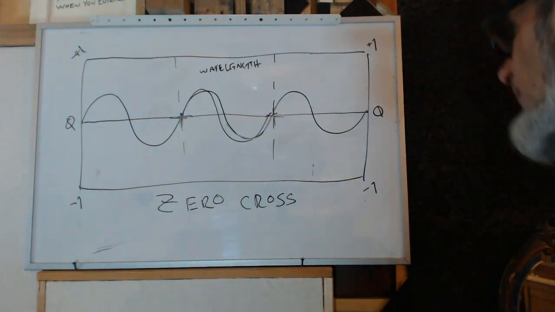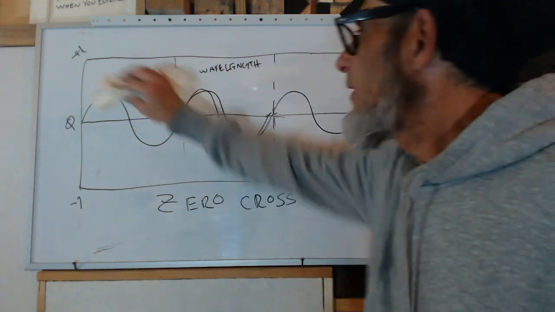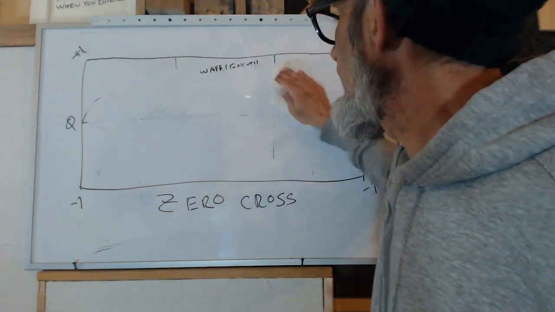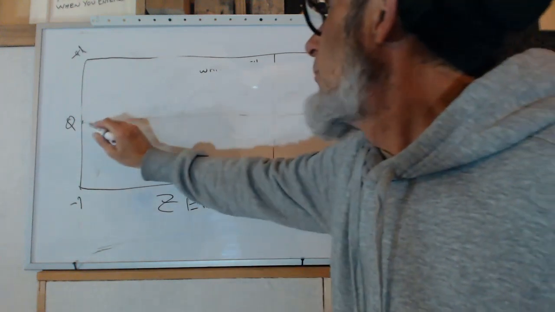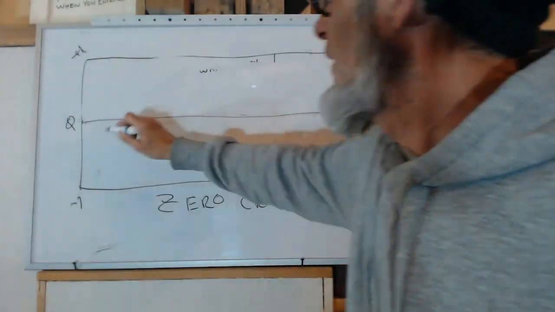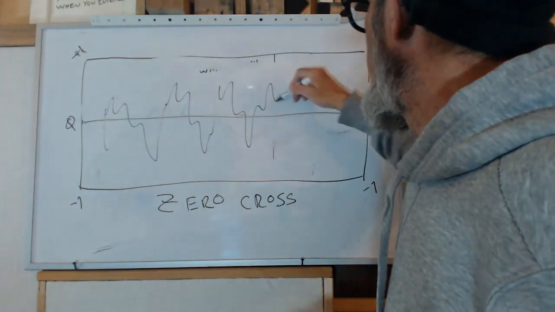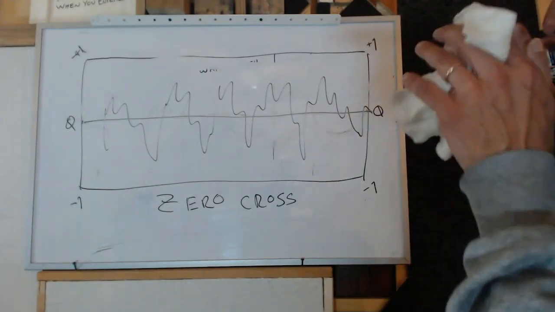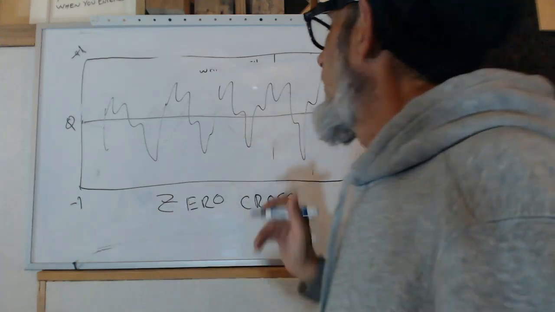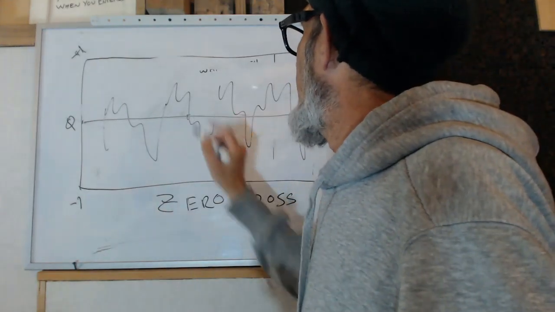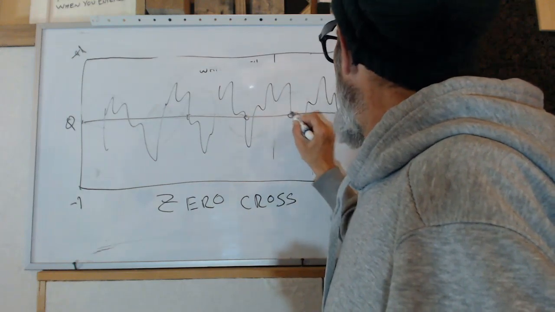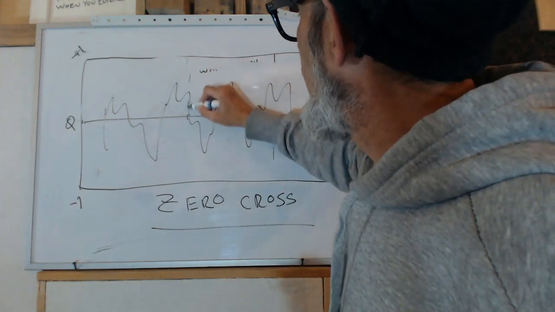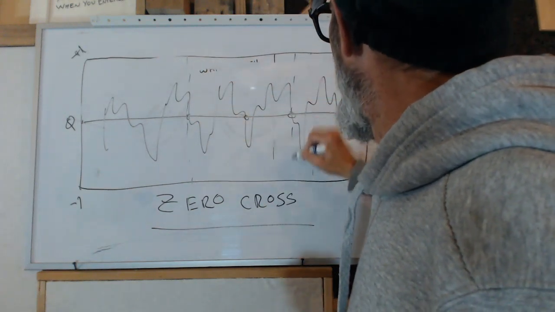Now, in a complex wave file, let me just get rid of this. Draw my zero back in. We're going to have something like this, right? That's our wave file. If you zoom in onto the data, there are always these places where it crosses zero. Crossing zero, zero cross. Ideally, this is where you want to make your cuts.